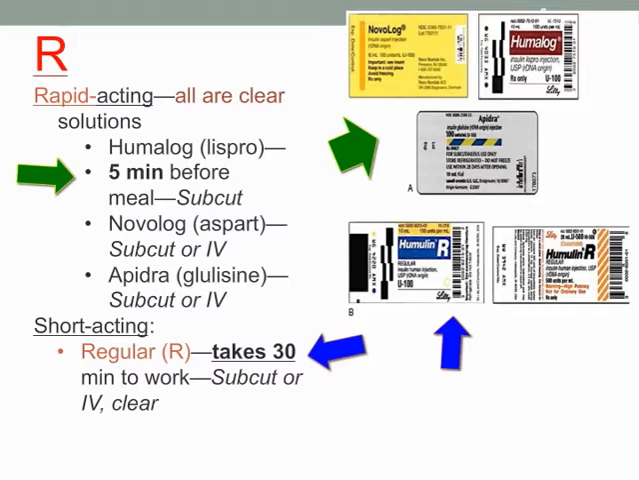Its peak is somewhere between 2 and 4 hours. You can see the difference between the two. Rapid is 30 to 60, whereas short-acting is 2 to 4 hours. The duration for the short-acting insulin could be up to 8 hours. It's between 5 to 8 hours. So when you compare the rapid to the short, the duration of a rapid-acting is somewhere between 3 to 5 hours, and the short-acting is somewhere between 5 to 8 hours.